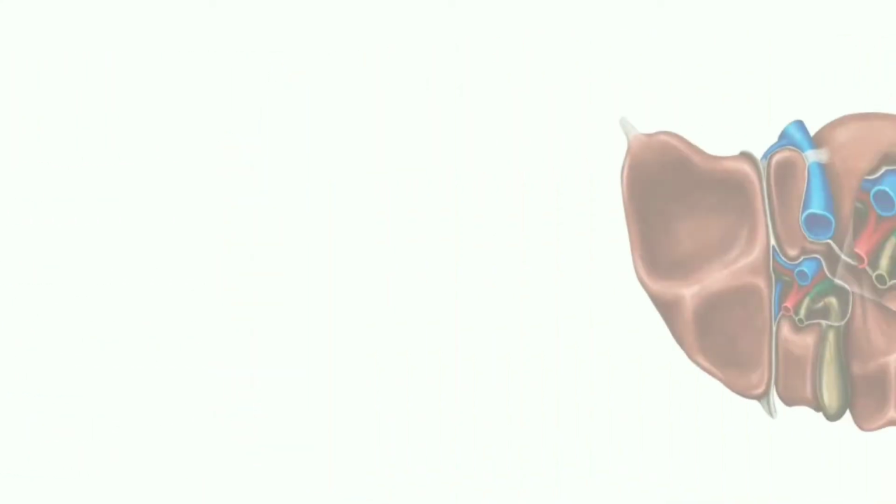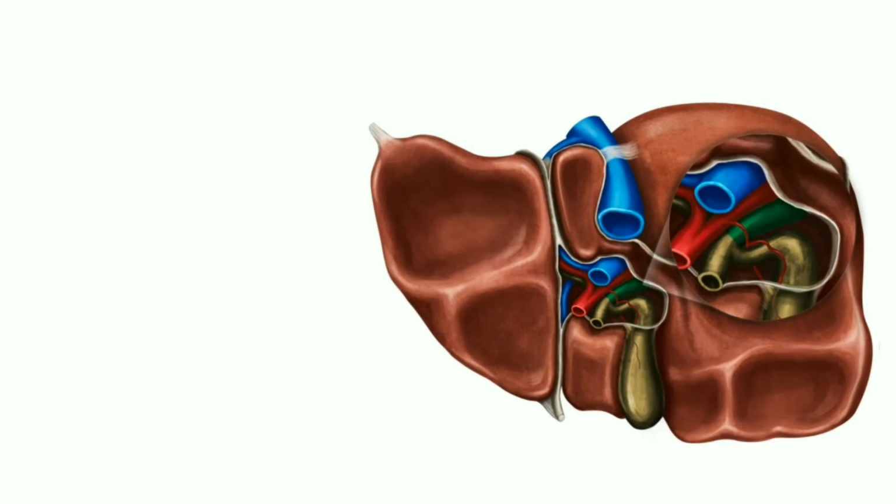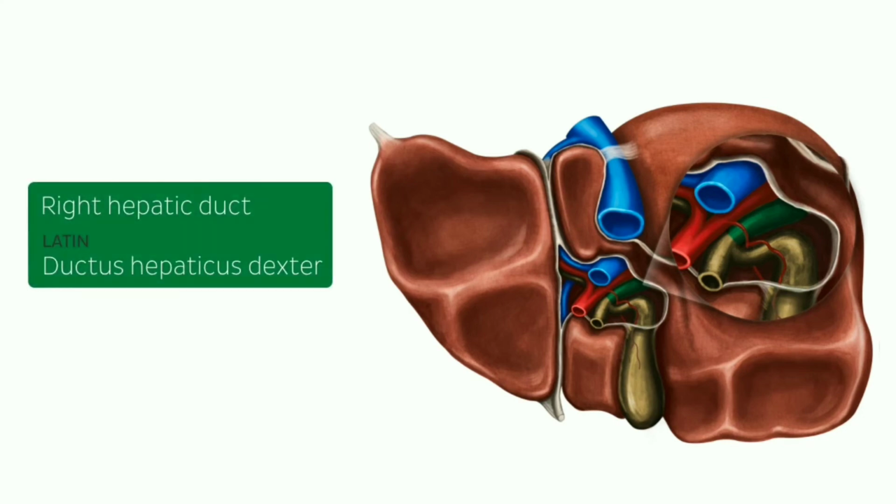So far, we've looked at the arteries and veins of the liver. Now let's move on to look at the channels that collect bile from the hepatic parenchyma and transport it to the duodenum. Firstly, let's look at the right hepatic duct, seen here highlighted in green.